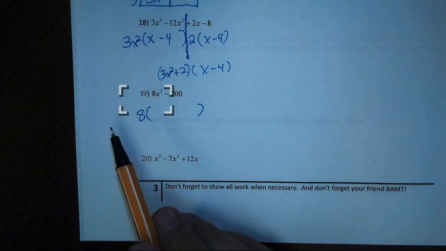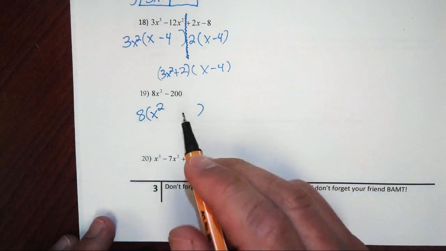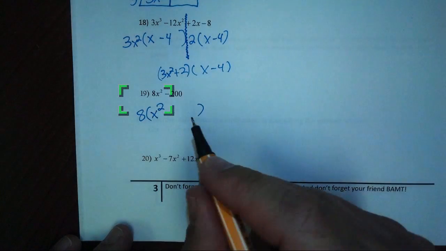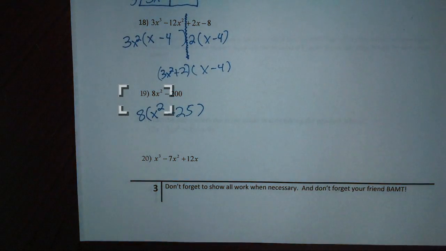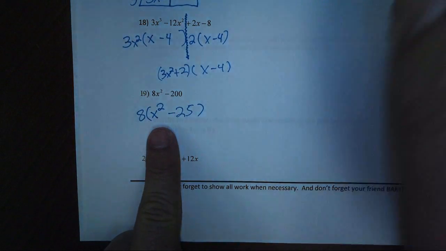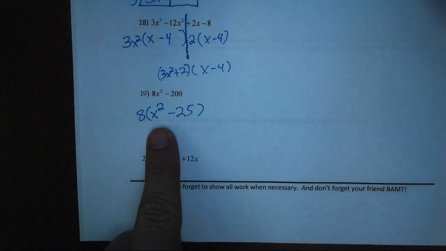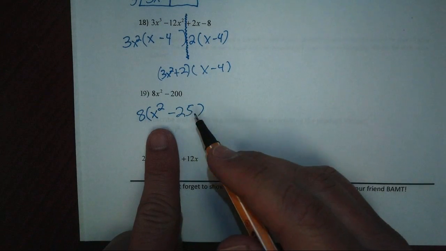Then to get the insides, we divide each thing by 8. So 8 divided by 8 is 1, so you're left with that x squared. 200 divided by 8 is 25. So GCF is done. I look: do I have a diamond? Nope. Is it a box diamond? Nope. Difference of squares? Yes, we do have difference of squares.